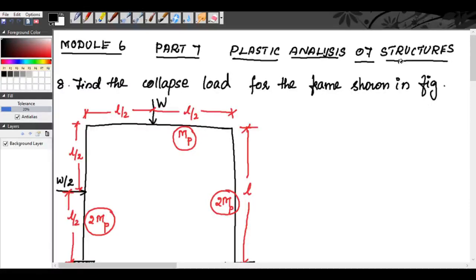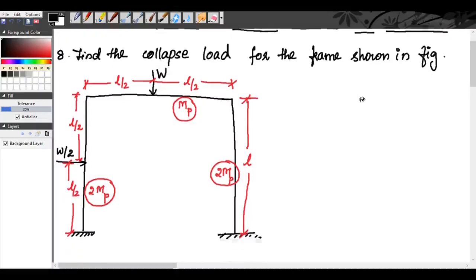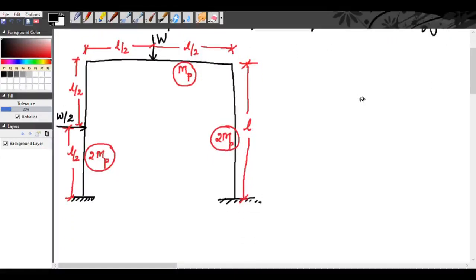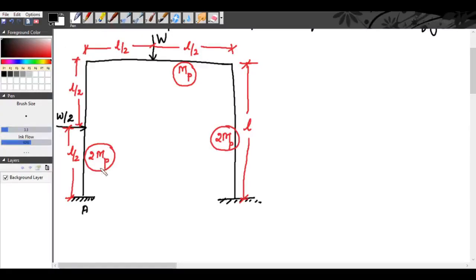Today we are going to see how to determine the collapse load for frames. So our first problem is: find the collapse load for the frame shown in figure. So this is our given frame. We can name this frame as A, B, C and D. Okay, so this frame we have A, B, C, D.